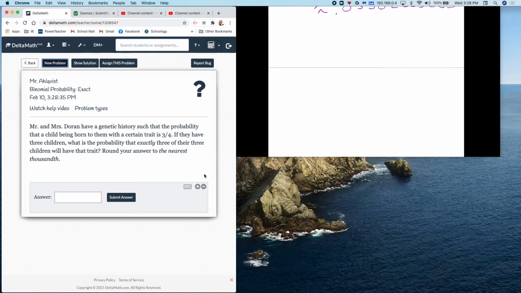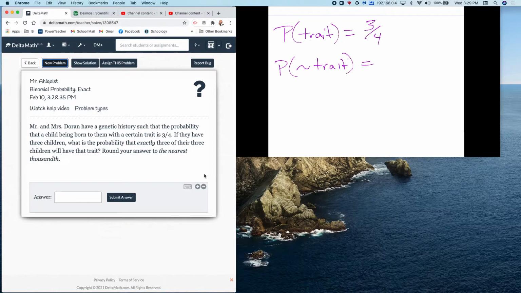Let's take this one right here. Mr. and Mrs. Doran have a genetic history. The probability of a child being born to them with a certain trait is 3/4. So the probability of having this trait is equal to 3/4. The probability of not having the trait, because either you have the trait or not, is 1/4. Again, it has to add up to 1. Either you got a success or you got a failure.